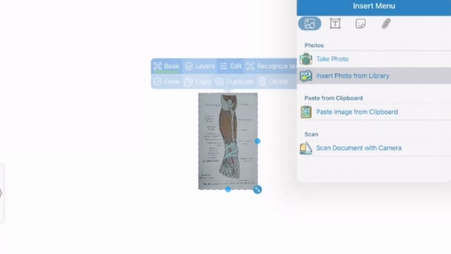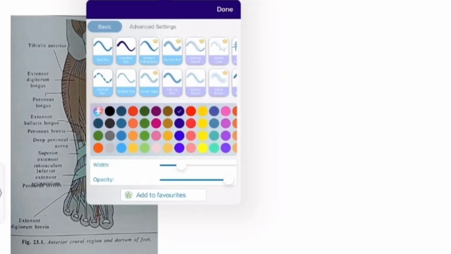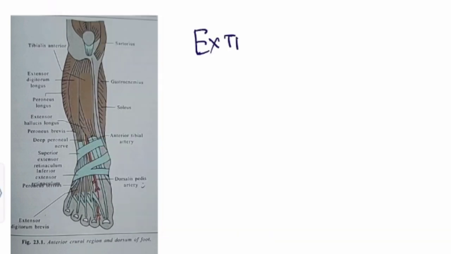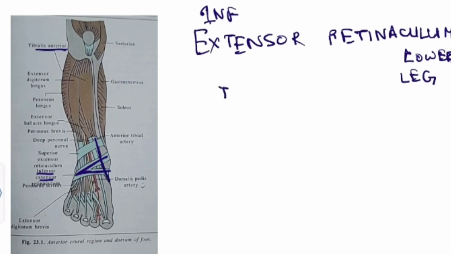So now we are going to have a quick discussion on the lower limb. Structures under the cover of the extensor retinaculum of the lower limb, to be more specific, the inferior extensor retinaculum. That is this one. So what are the structures that we can see? I hope you can see this structure. This is the tibialis anterior, so we note it down.